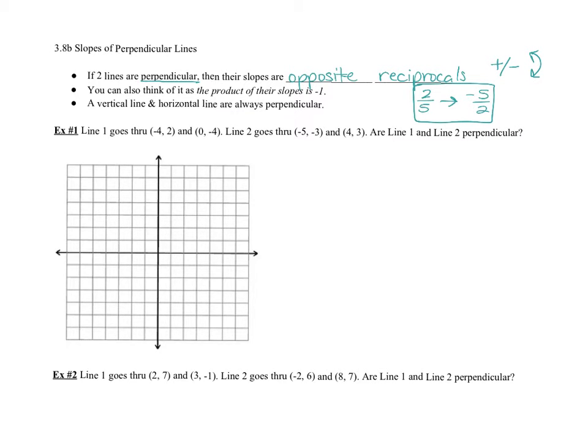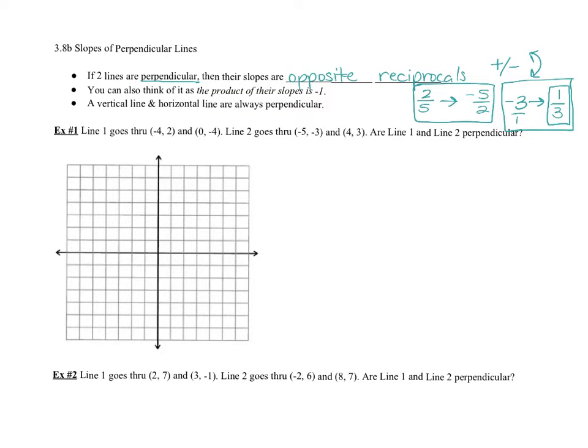Same thing if I were to give you a number like -3. The opposite reciprocal, it's negative right now, we'd make it positive, and then we'd flip it. Well, -3 is like 3/1, so this would be a positive 1/3. So these two are also perpendicular slopes.